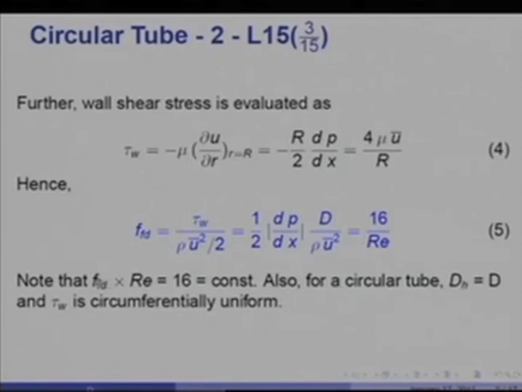Often you may have encountered the fact that F FD into Re is taken as 64 rather than 16. That simply follows from the definition that F FD is 2 times dP by dx d by rho u bar square.